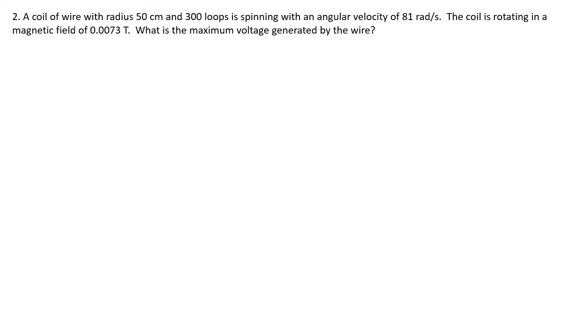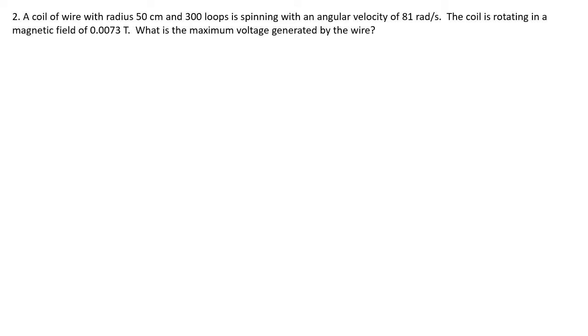This problem is using a coil of wire that's spinning in a magnetic field, and that coil of wire is going to have a voltage across it. We're going to figure out the maximum voltage of that spinning coil of wire. So problem 2 says a coil of wire with radius 50 centimeters and 300 loops is spinning with an angular velocity of 81 radians per second. The coil is rotating in a magnetic field of 0.0073 Teslas. What is the maximum voltage generated by the wire?